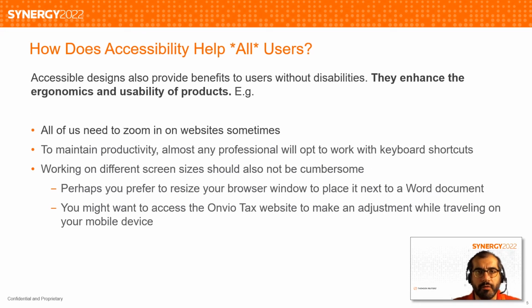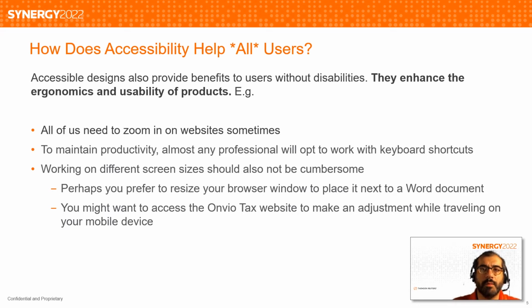And then lastly here, before I get into some examples, how does accessibility help all users? Accessible designs provide benefits to users without disabilities as well because they enhance the ergonomics and the usability of a product. All of us, I'm sure you as well, have found yourself that you need to zoom in on a screen once in a while. Some of us may actually do that frequently. And what's important here is that after you have zoomed in, you shouldn't get disoriented. You should still be able to work in a zoomed in situation.